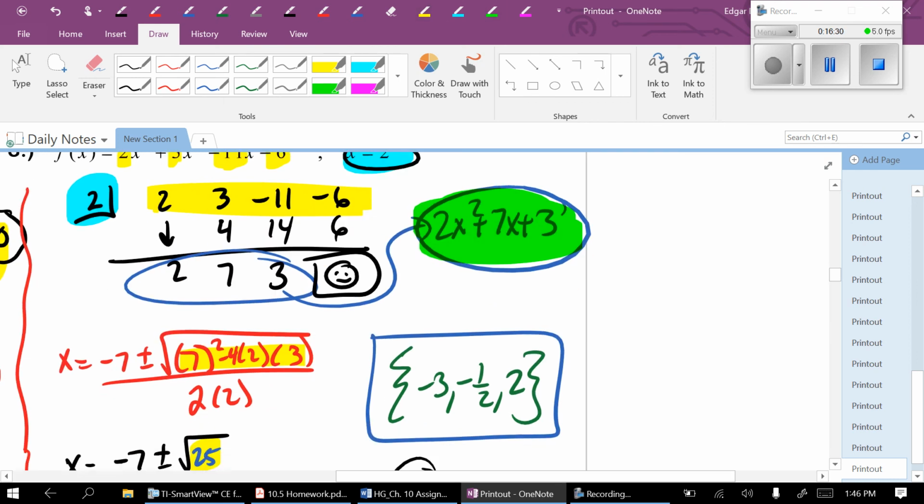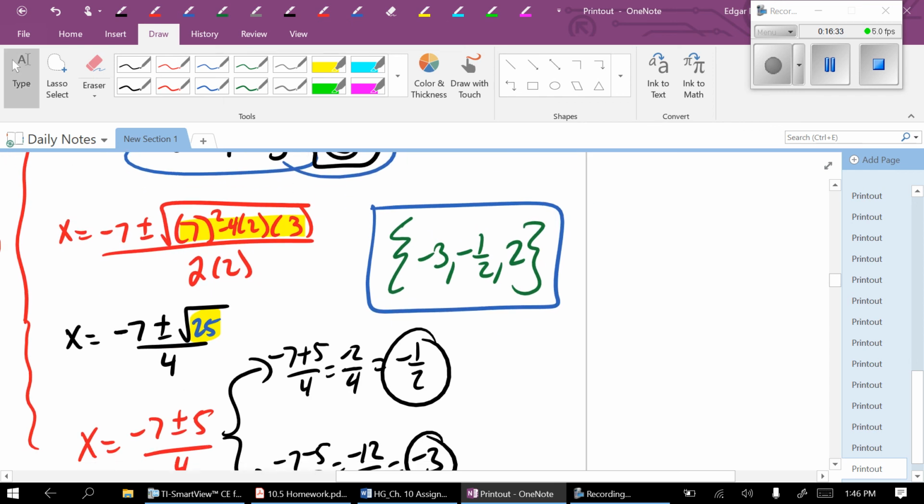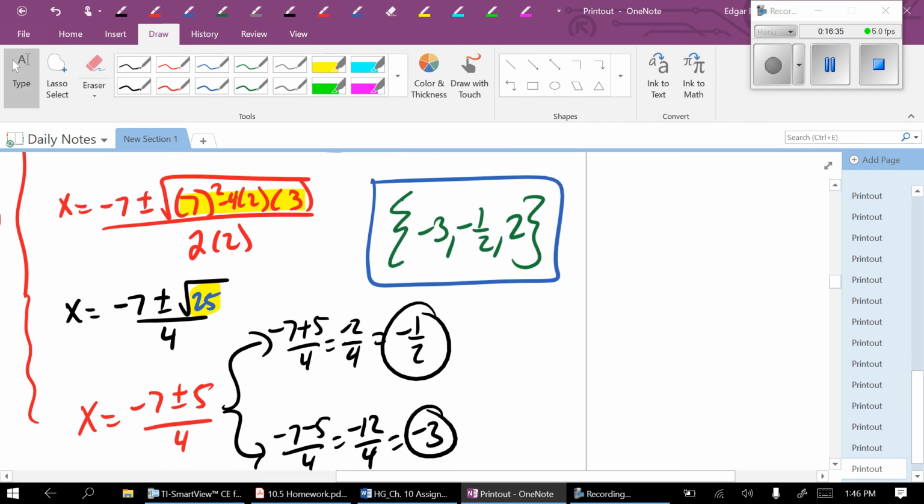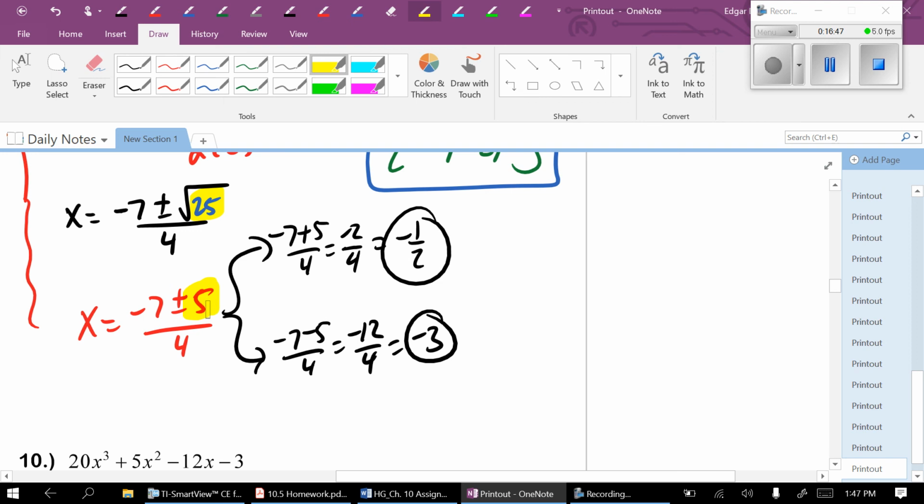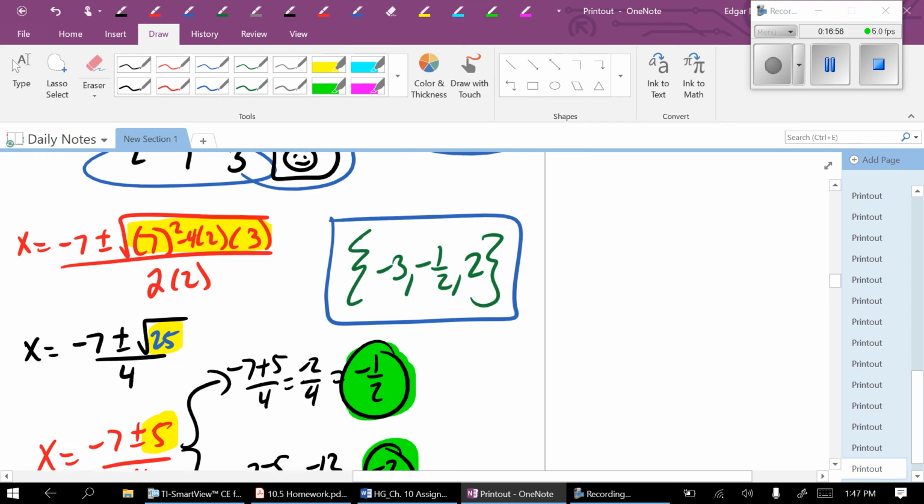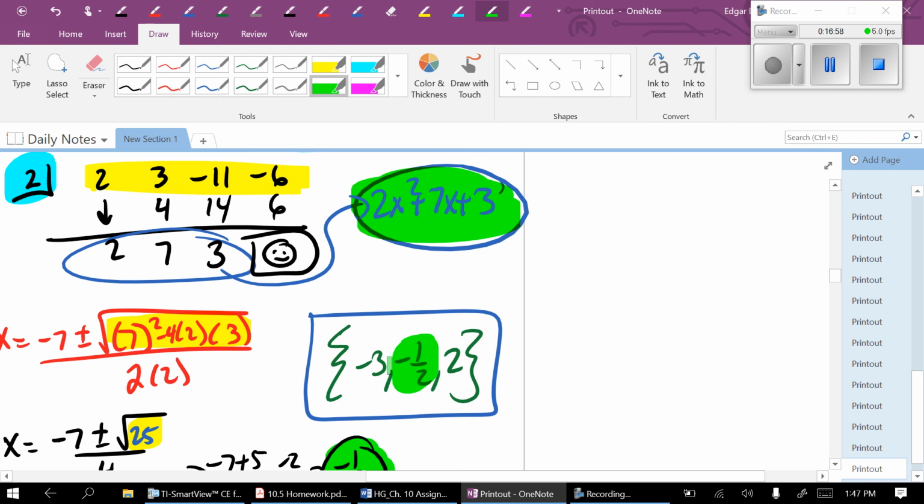But that function is a quadratic. We literally have a formula named after that quadratic. All right, it's the quadratic formula, guys. So I applied that. I found what's underneath the radical, our discriminant. That gave me a 25, but remember, guys, the square root of 25 is just going to give you a 5. So now that I did that, I can separate my two cases for two final answers of negative 1/2 and negative 3.